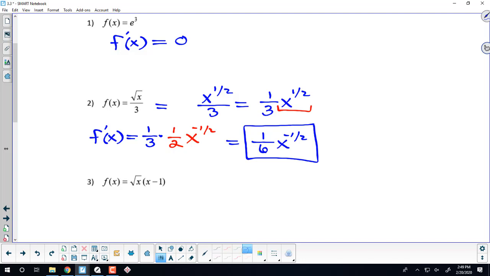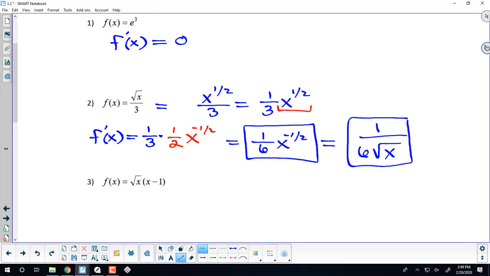You might also see these with positive exponents. I don't really have a preference. If you want to leave it with negative exponents, that's fine. If you want to write it like this, it's also fine. Doesn't really matter.